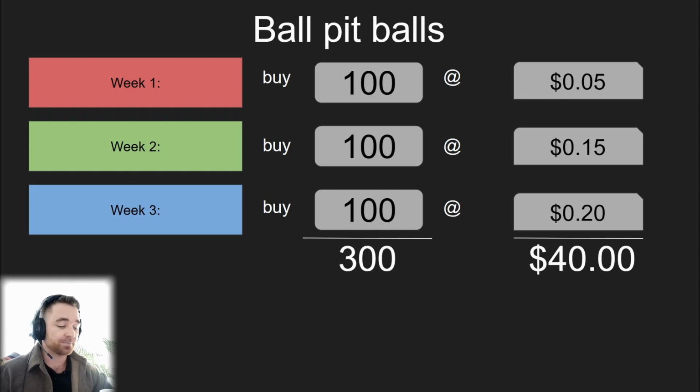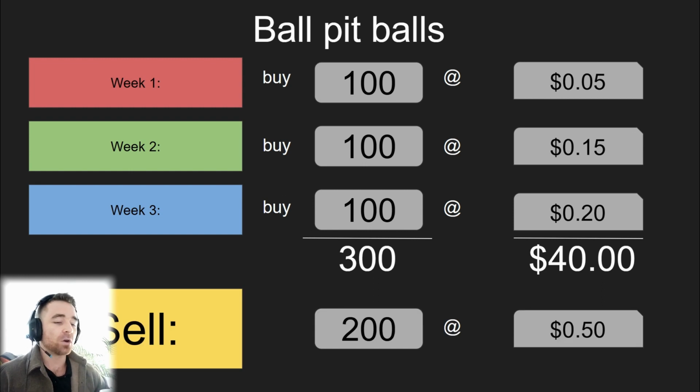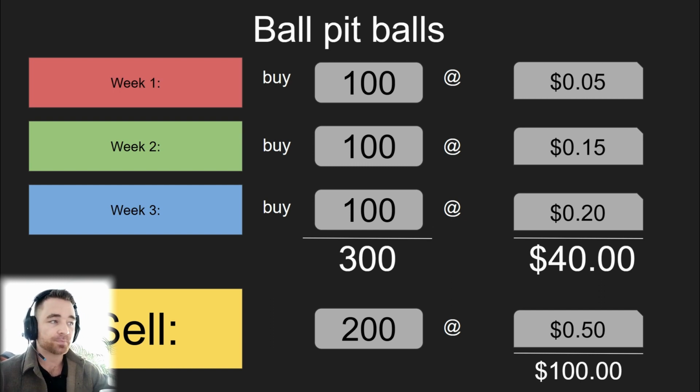That is a fact. Week 4 comes around, and we decide, you know what? We're actually going to start selling these ball pit balls, and we sell 200 for 50 cents each, which means we are going to make a profit of around $100. Everything that you're seeing on the screen right now, this is a fact. This is what has factually occurred.